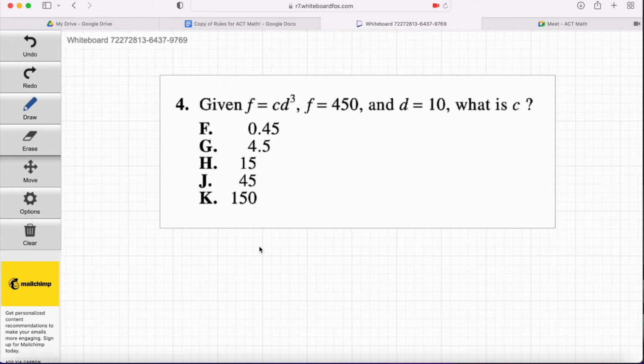And this kind of goes back to that first rule, right? Don't worry about doing algebraic operations. Let's just think in terms of values to start. So plug in a 450 for F and plug in a 10 for D. Let me see you work this out. Beautiful.